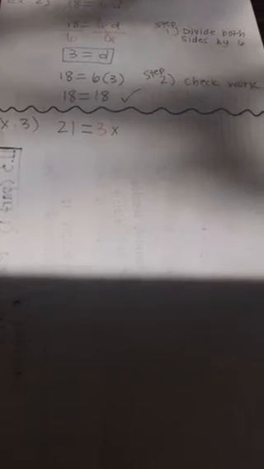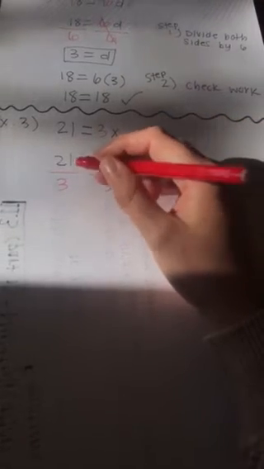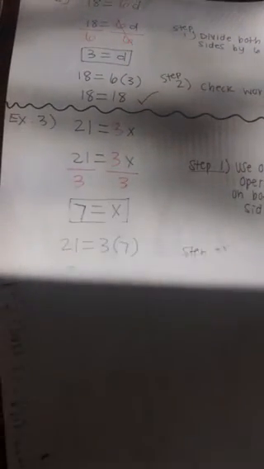Now, example 3. 21 equals 3x. So again, this is multiplication, so I need to divide both sides. Now, I know that I'm dividing by 3 because it's right by the x. You always divide by the number that's next to the variable because you want the variable by itself. So here we are dividing 3x by 3 to get rid of it. 21 divided by 3 is 7, so 7 equals x.